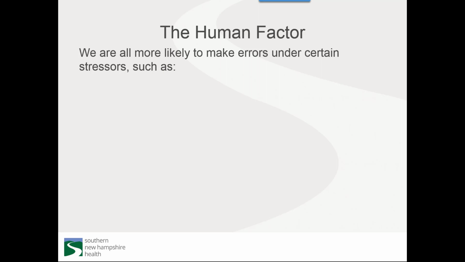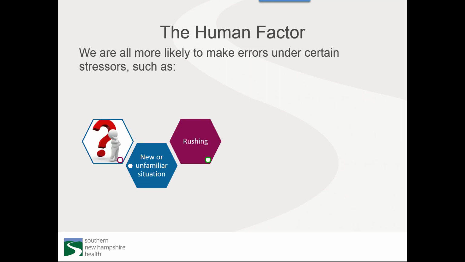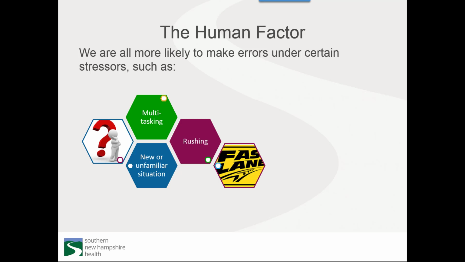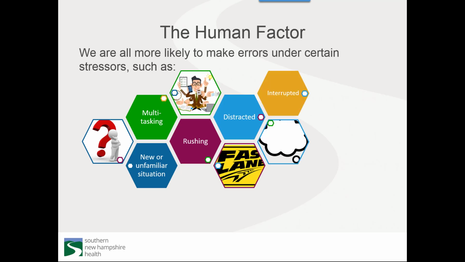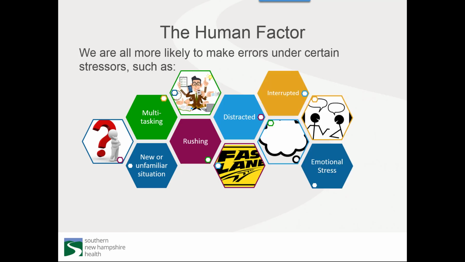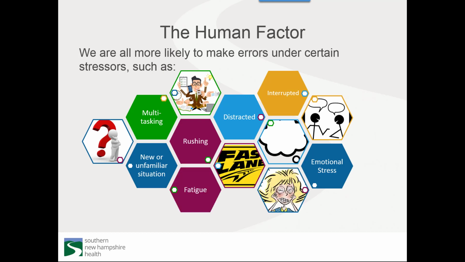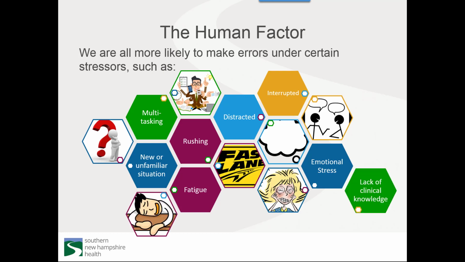But of course, we'd all like to avoid making errors in the first place. So something to think about, as a human being, there's going to be times when we're more likely to make errors. So you want to be aware of certain things, like, are you in a new or unfamiliar situation? Are you being rushed? Are you trying to multitask or getting distracted or interrupted? Other things like, are you under emotional stress? That can make you more likely to make an error. Are you tired? Is it the end of the day, right before lunch? Those are times when people tend to make more errors.